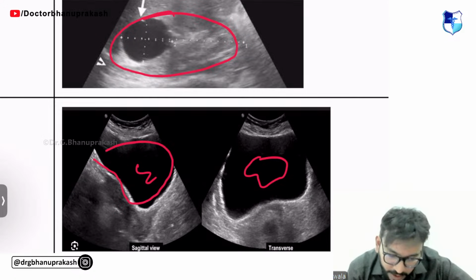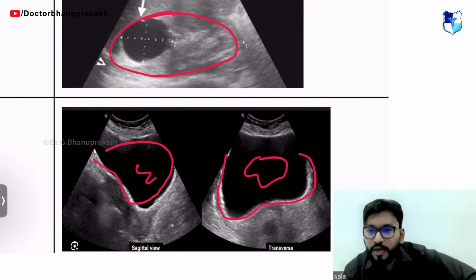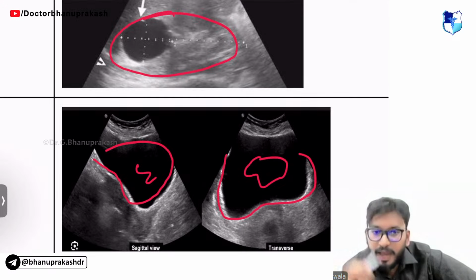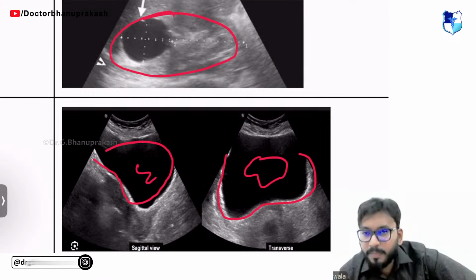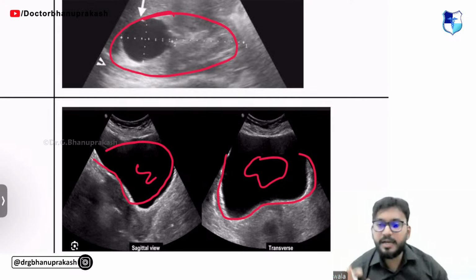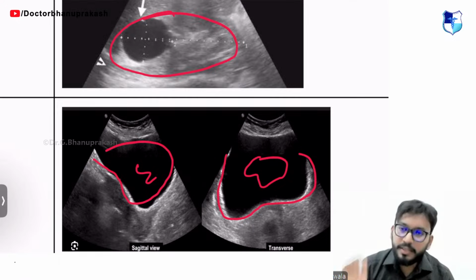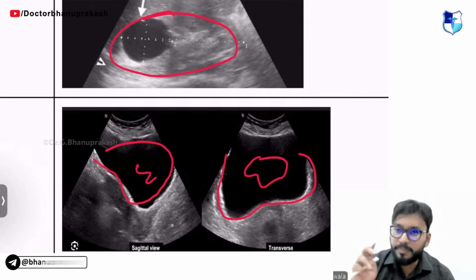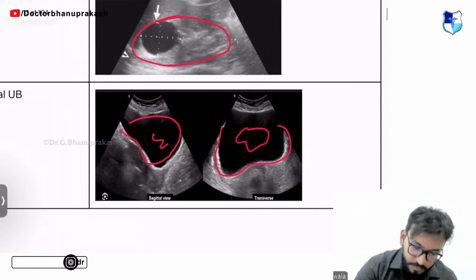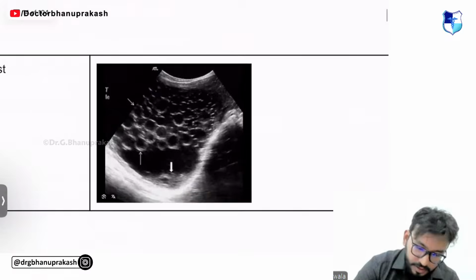What is the organ in the pelvis that holds so much fluid? This fluid is nothing but urine, and this organ is nothing but the urinary bladder. And all these are normal findings, right? This is just to drive home the point that fluid is the friend of ultrasound and appears black on an ultrasound, right? Look at this, guys.